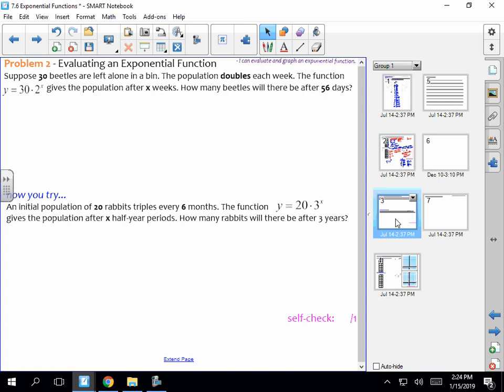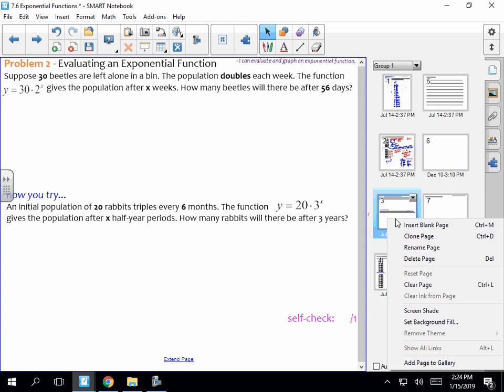So evaluating an exponential function. We kind of already did this. It says suppose 30 beetles are left alone in a bin. The population doubles each week. The function y equals 30 times 2 to the x gives the population after x weeks. How many beetles will there be after 56 days?